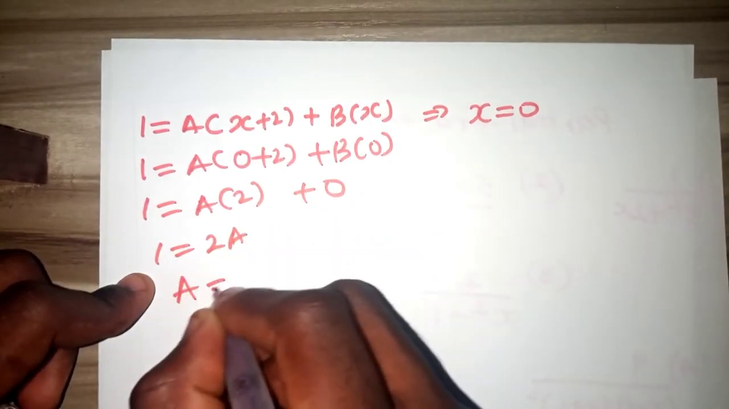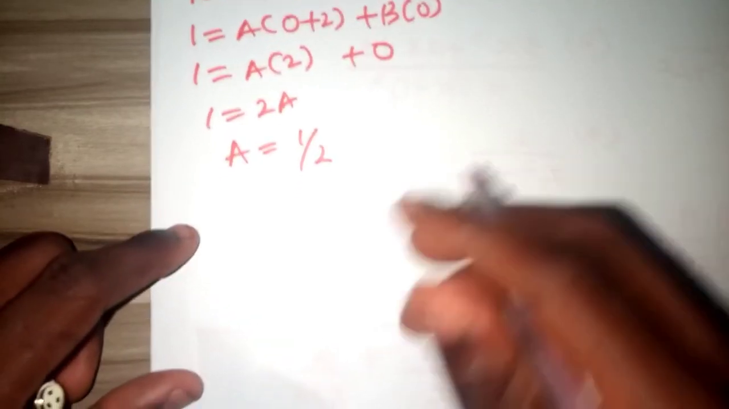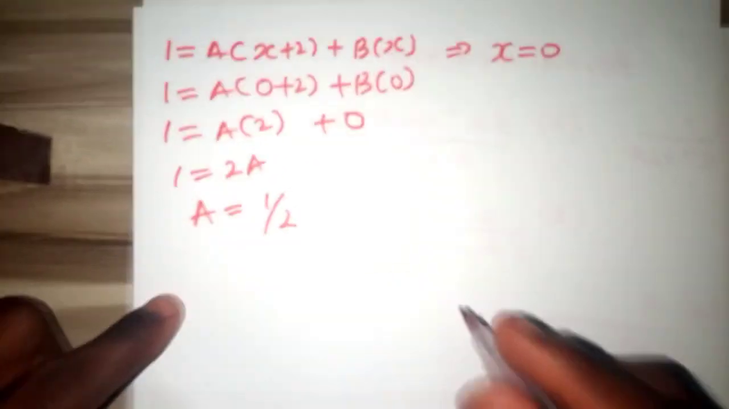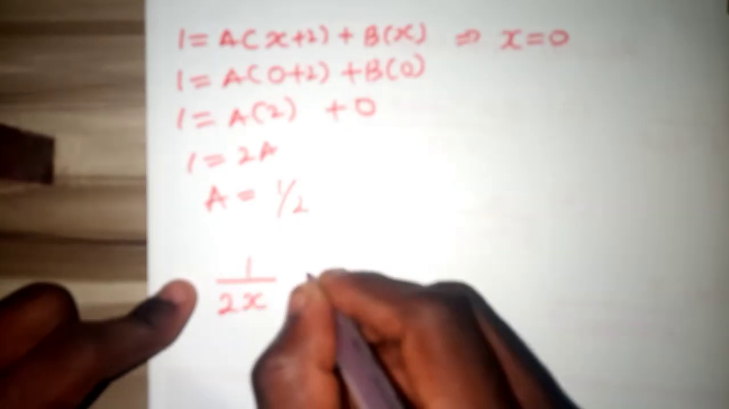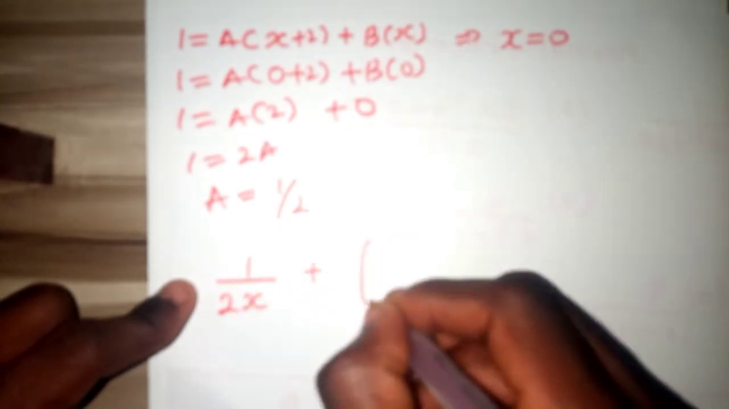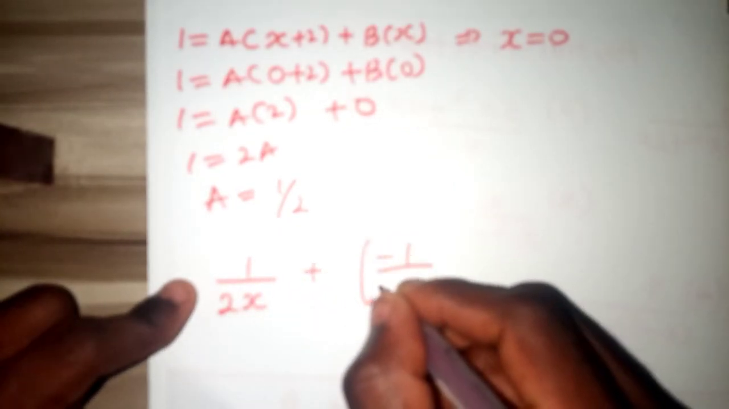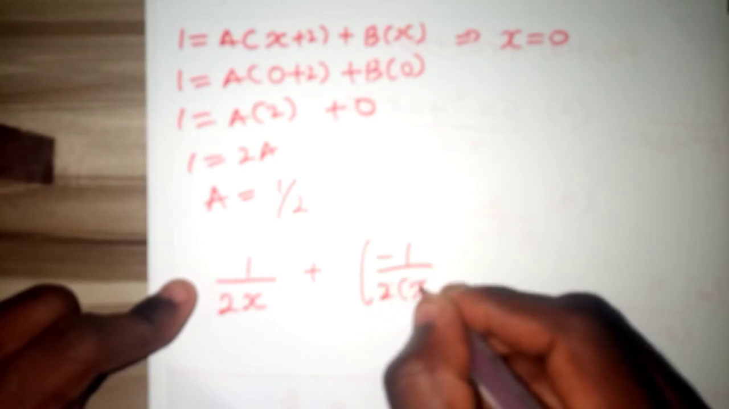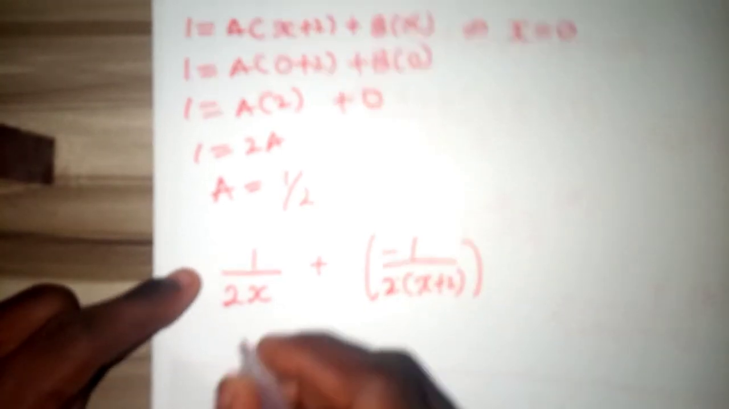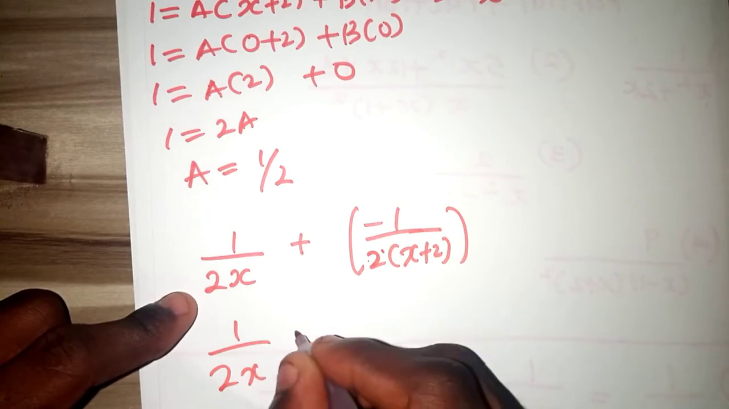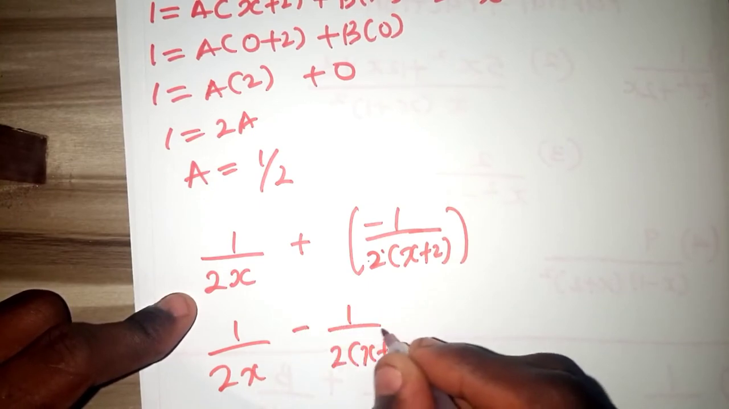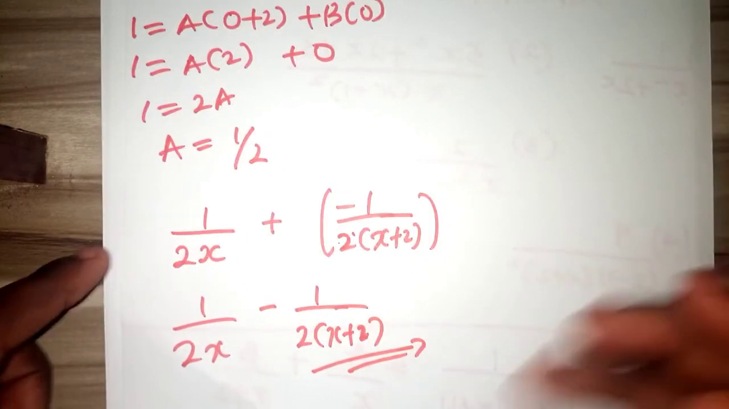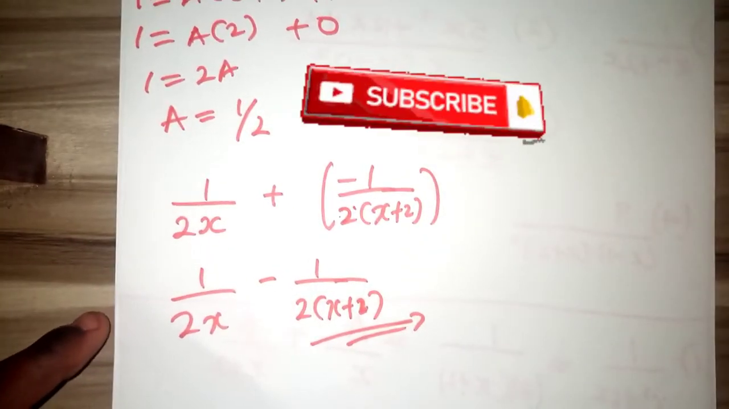Don't forget that your a will be what? 1 over 2. So you can now rewrite your equation as 1 over 2x plus, open a bracket, minus 1 over 2(x plus 2). Now, 1 over 2x minus 1 over 2 in bracket of x plus 2. So that is what you need to know about this.